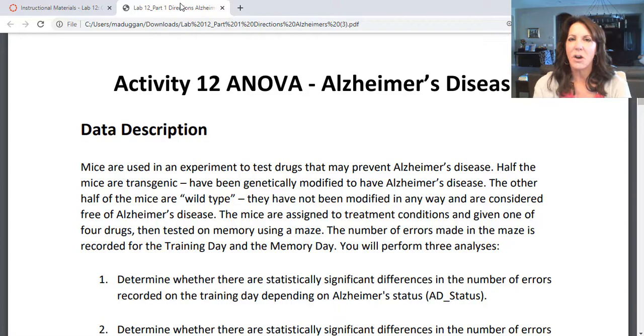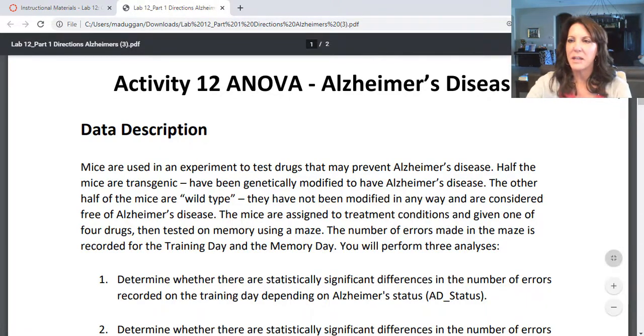And the mice are taught to run a maze 2 different times. The first time they run the maze, it's what we're going to call a training day. It's the first time they've encountered the maze. And the number of errors the mice make are recorded. And then after some time, the mice are asked to run the maze again, and we're going to call this the memory day, because hopefully they have some memory from the first time. And the number of errors that they make on the memory day is also recorded.